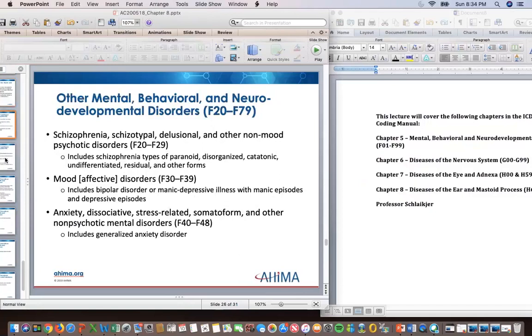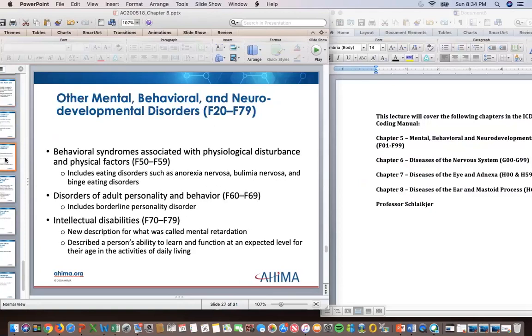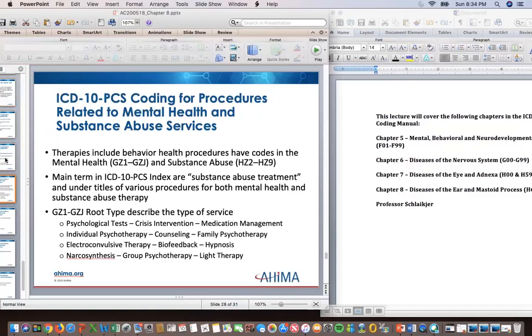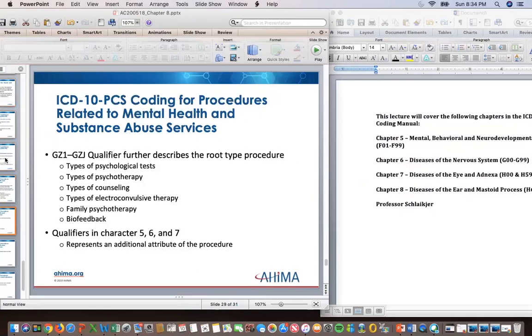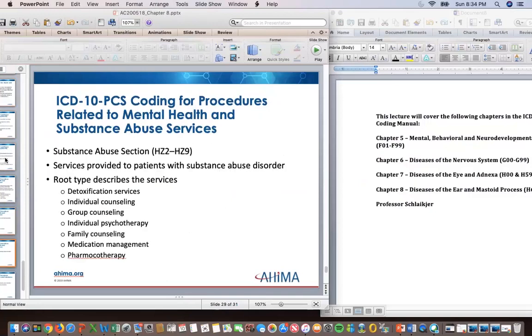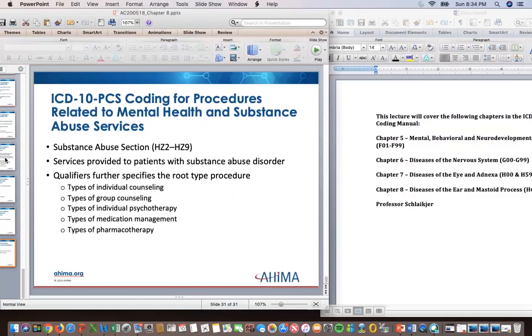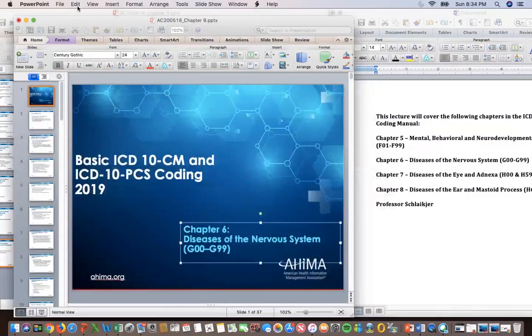Other mental, behavioral, and neurodevelopment disorders start with F20 codes to F79. Schizophrenia, mood, anxiety, intellectual disabilities, and then we get into the procedures for this chapter that are related to mental health. And again, you have an entirely different class for that. Usually this is just covering the diagnosis, but this is a little refresher on the PowerPoint, so that if you do have to code out some of those procedures, we talk about the root type and the qualifiers in each one of those sections. All right, let's keep moving forward.